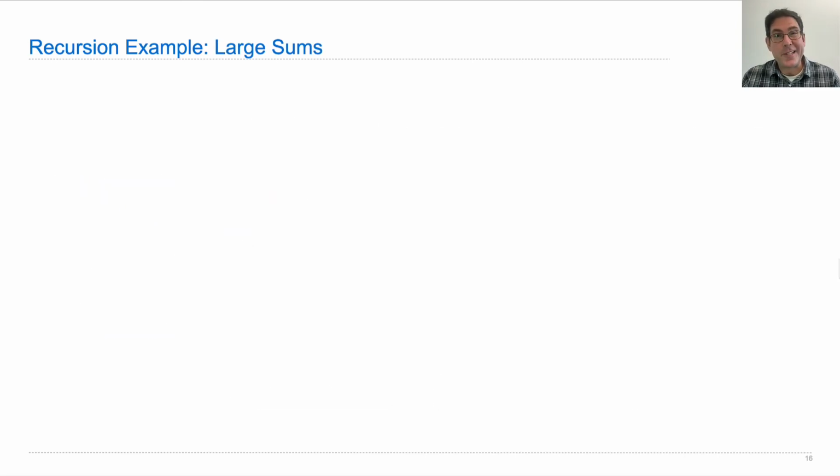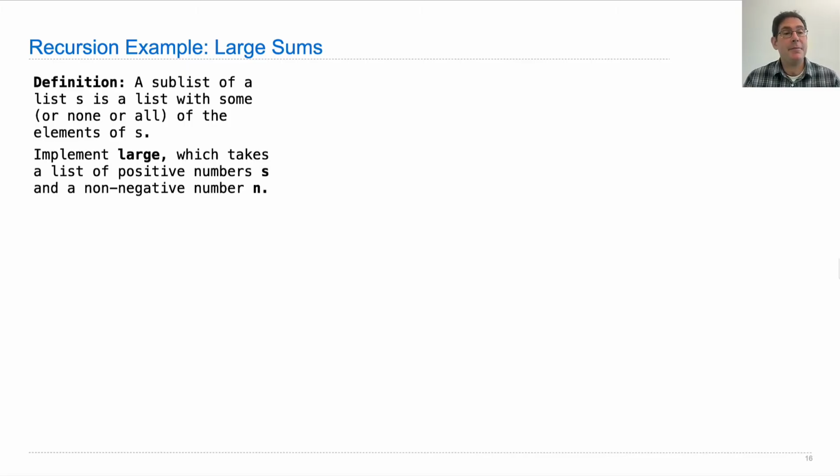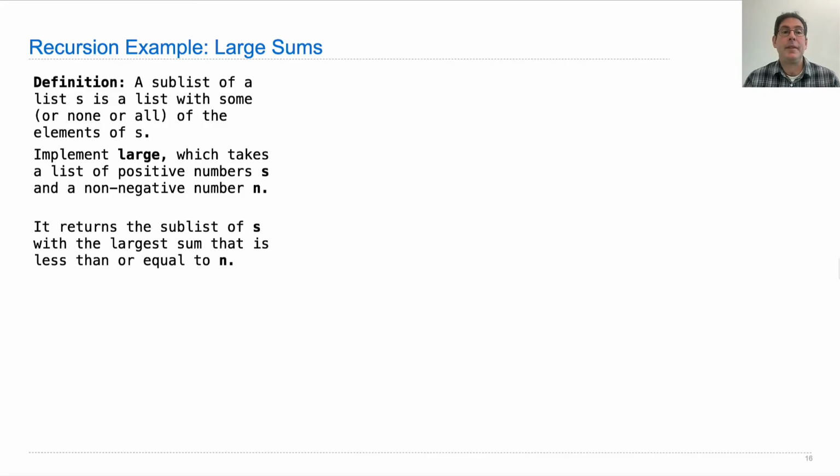Okay, now let's do a more challenging problem using tree recursion. A sublist of a list S is a list with some of the elements of S. It could have none of them, it could have all of them. Our job is to implement large, which takes a list of positive numbers S and a non-negative number N. It returns the sublist of S with the largest sum. Well, that would be the whole thing, except there's a constraint. It's the largest sum that is less than or equal to N.